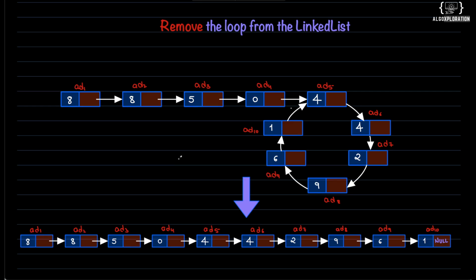You don't need any extra space. No array, no hash map, nothing. Just a clever pointer manipulation. So today I'm going to show you an elegant solution that builds directly on Floyd's algorithm. And trust me, when you see why it works mathematically, your mind will be blown. So let's see the solution.